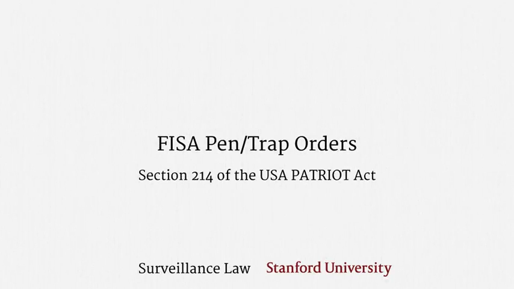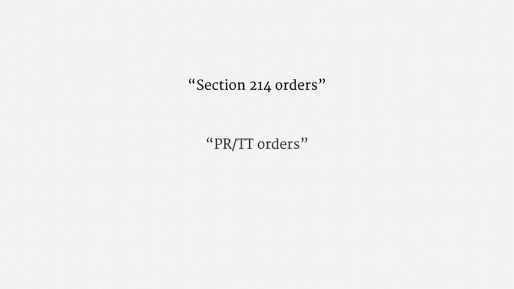This short lecture covers FISA pen trap orders. Pen registers and trap and trace devices were added to FISA in 1998, then overhauled by Section 214 of the USA Patriot Act. That's why these are sometimes called Section 214 orders. In intelligence lingo, they're often dubbed PRTT orders. And since the pen trap provisions are Section 401 of FISA, as amended, they're also sometimes called Section 401 orders. They're all the same thing.